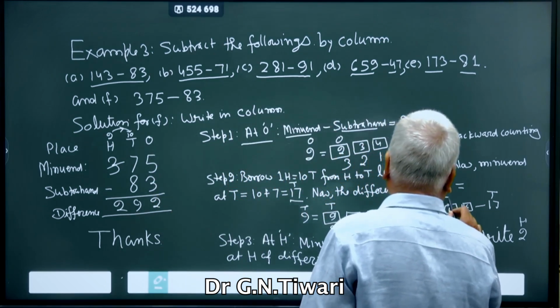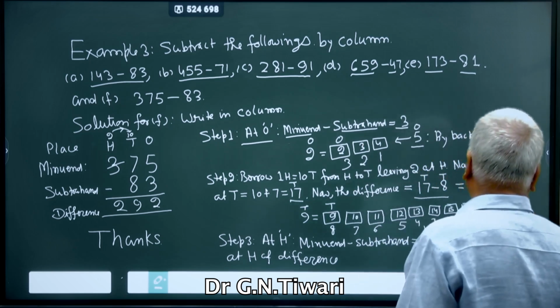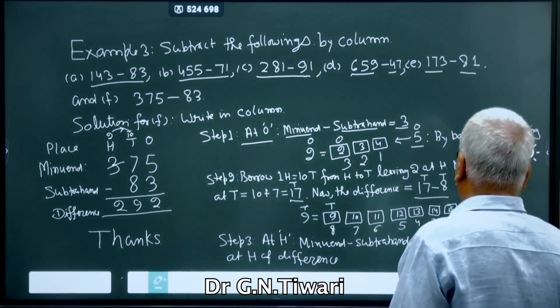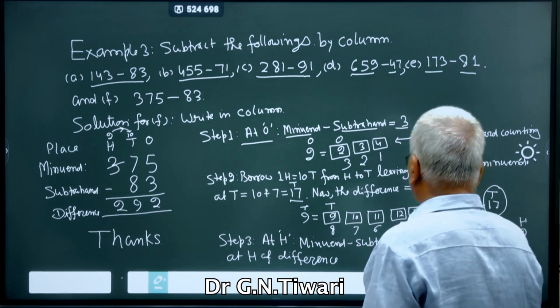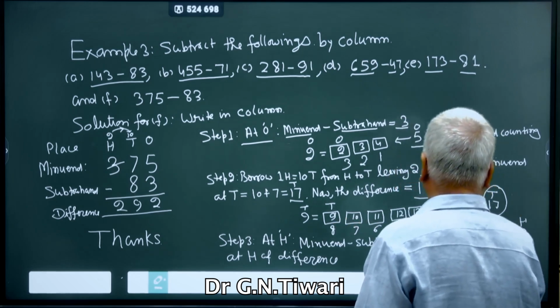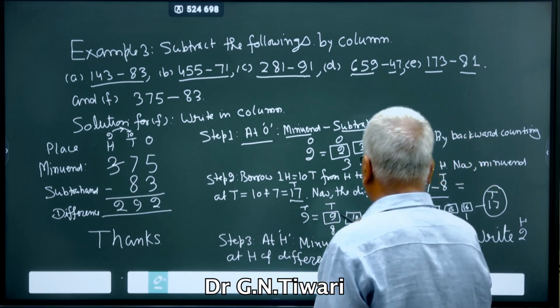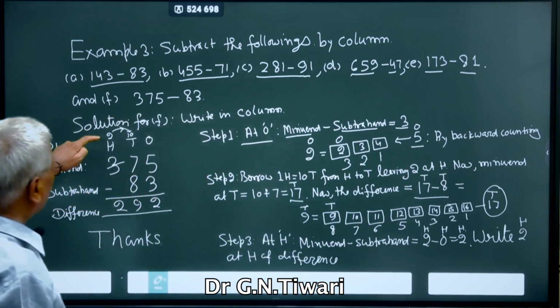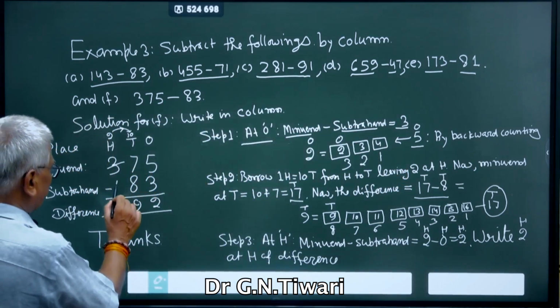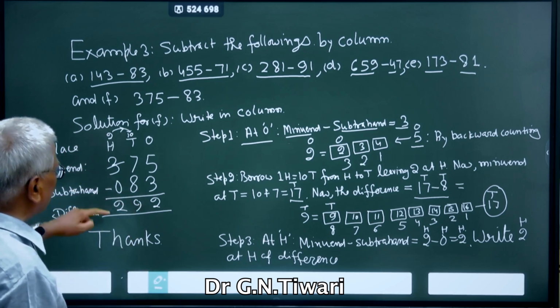Just see here, backward counting: the largest at T is 17. 8: 1, 2, 3, 4, 5, 6, 7, 8. So you go backward counting 16, 15, 14, 13, 12, 11, 10, 9. So it becomes 9 here. And if you write 0 here, as you mentioned, 2 minus 0 is equal to 2.